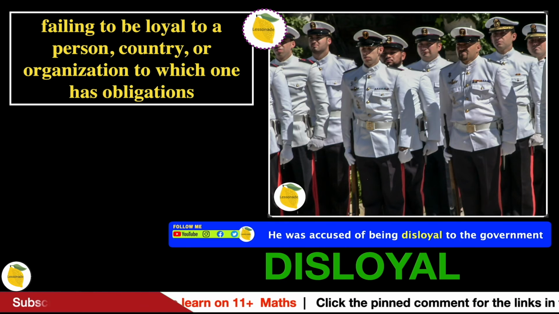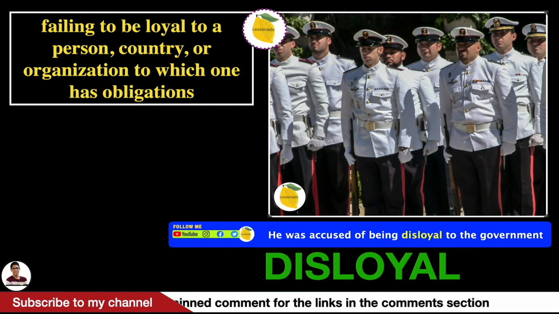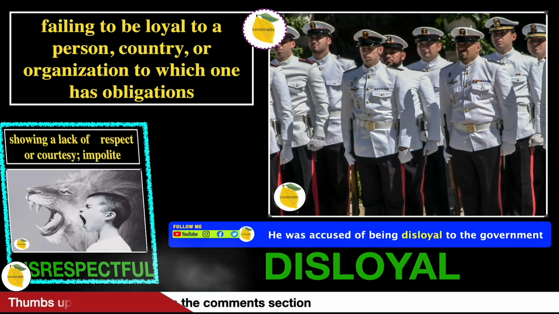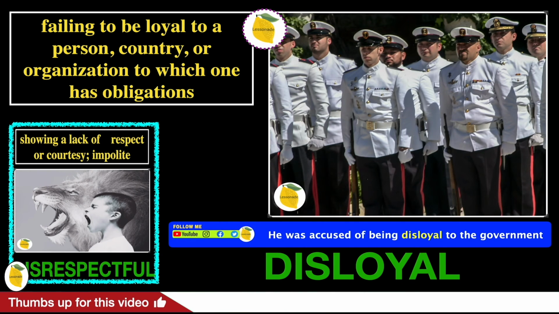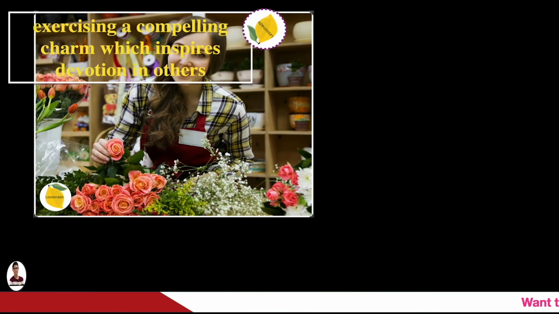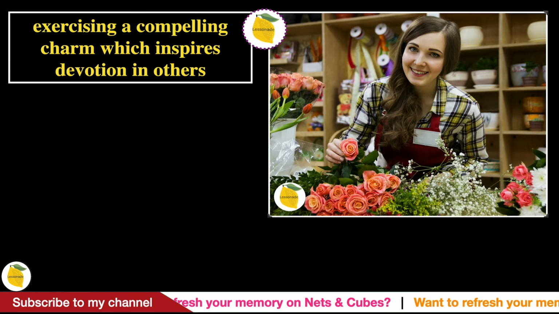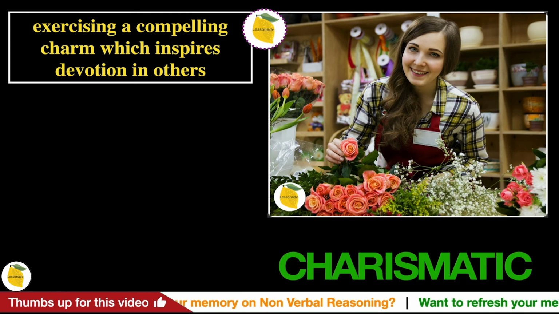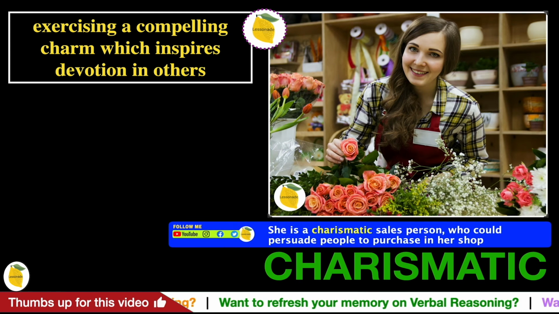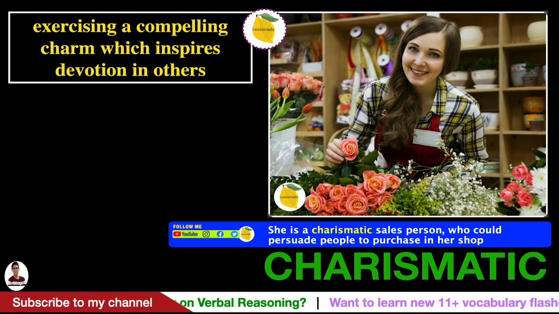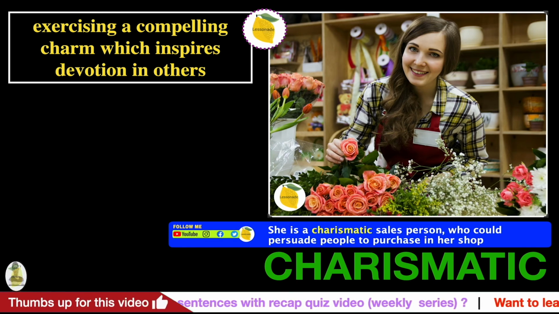So before we go on to the next one, let's try to recall the previous slide, and the word we learned in the previous slide is disrespectful. Let's go on to the next one. The next one is exercising a compelling charm which inspires devotion in others. In this picture, we can see a person who is exercising a compelling charm which inspires devotion in others, and therefore the word will be charismatic. The sentence for this word is, she's a charismatic salesperson who could persuade people to purchase in her shop.